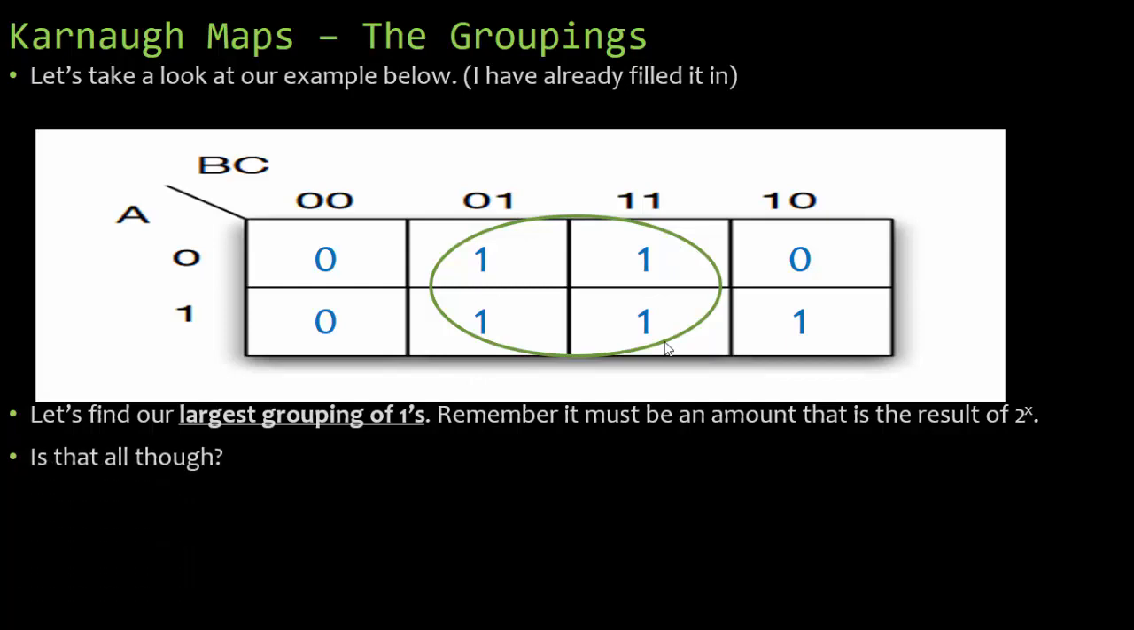Now, is that all though? Well, no, because I have another one, and I can circle this one right here. 2 to the power of 0 is 1. Is that my largest grouping of ones though?